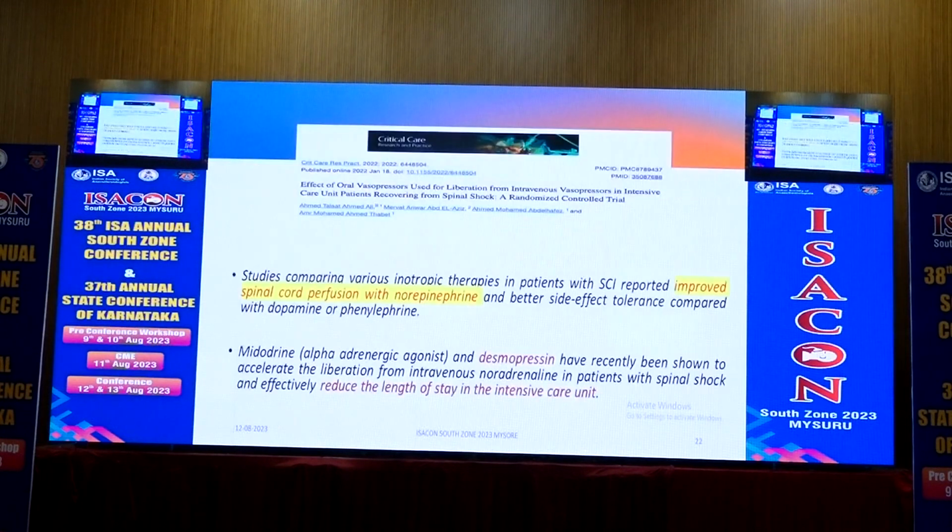So various studies have been done. Now the confusion lies on which inotrope we are going to start off. So lots of studies have been done and they have found that noradrenaline maintains a better spinal cord perfusion pressure. And recently they have found that midodrine and desmopressin have also been used to maintain the perfusion pressures.